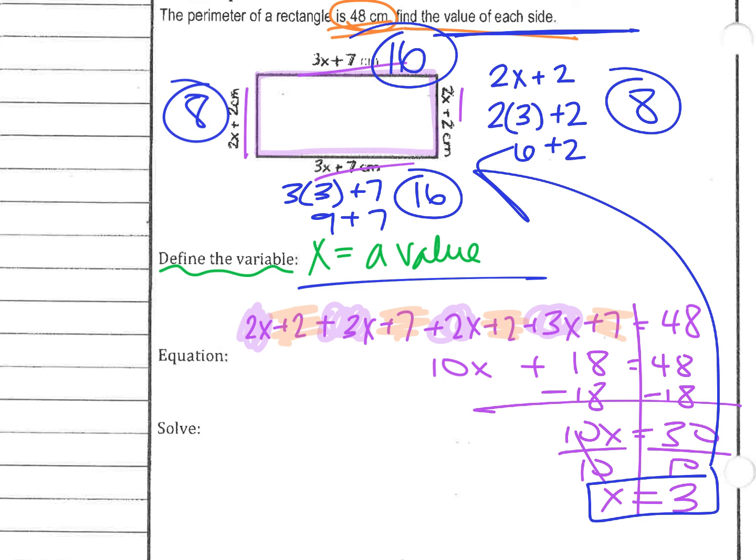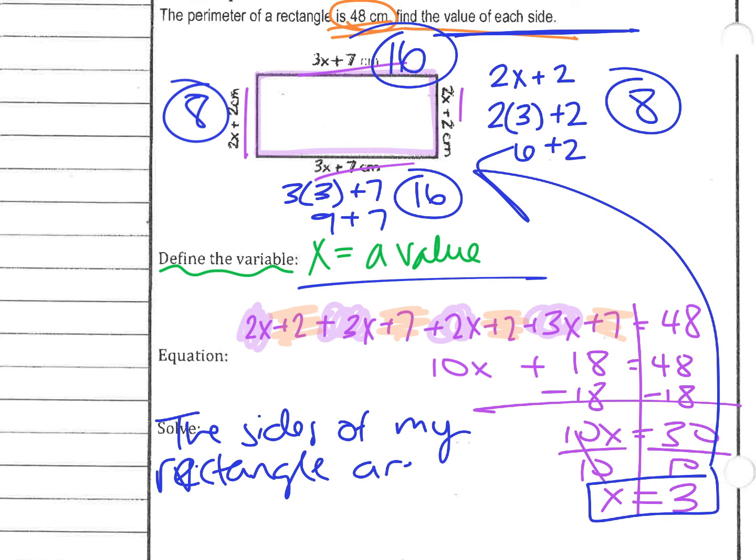So when you actually interpret your solution or answer the question, the sides of my figure, we'll say rectangle, so we know what it is, are 8 by 16 centimeters. Notice not only did I say my length and the width with a label. I also explained that the 8 and 16 was not the answer I got. 3 is just the value I'm using to find my answer.